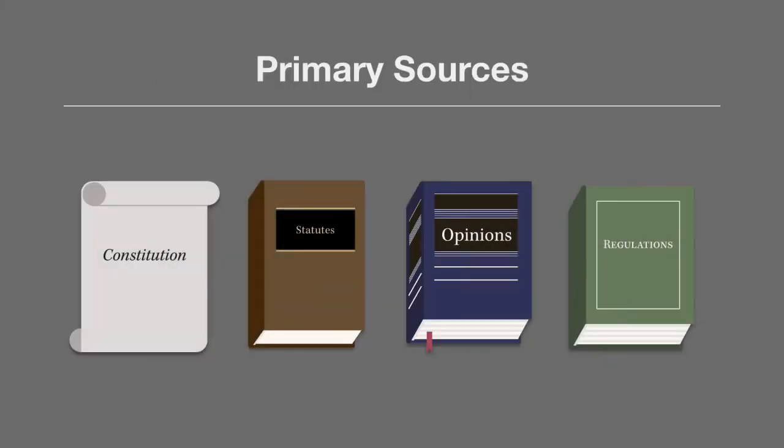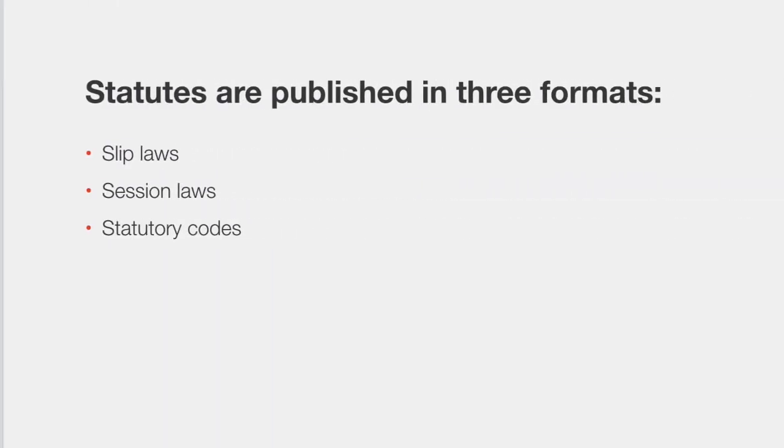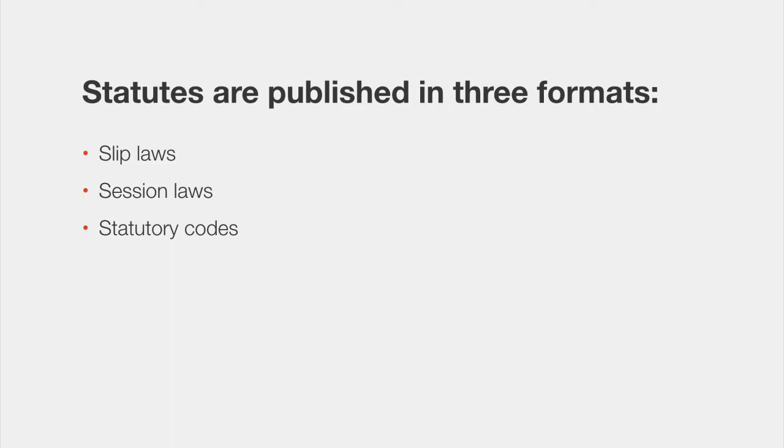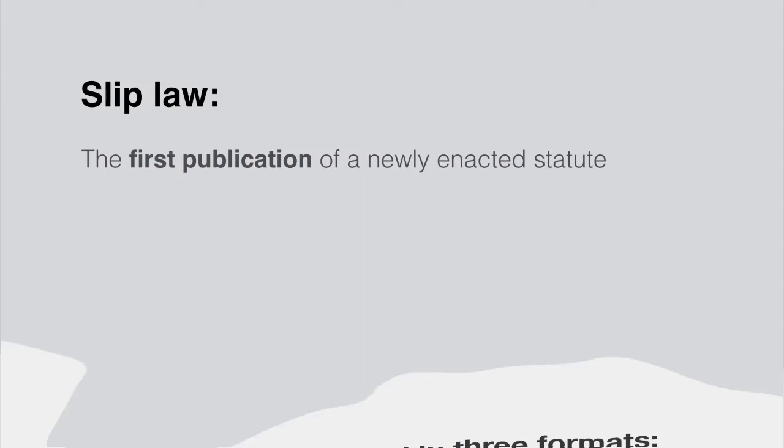You already know that statutes are one of the four primary sources of law. A statute is a written law enacted by a legislative body such as Congress, the state legislature, or city council, and then signed by an executive, such as a president, governor, or mayor. At both the state and federal levels, statutes are published in three different formats: slip laws, session laws, and finally, statutory codes. A slip law is the first publication of a newly enacted statute.